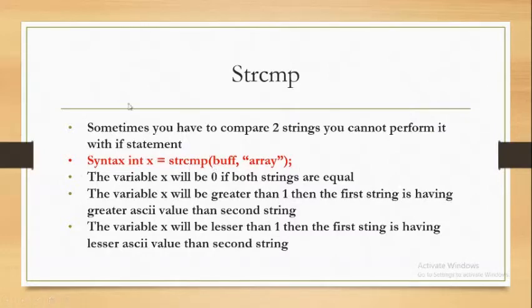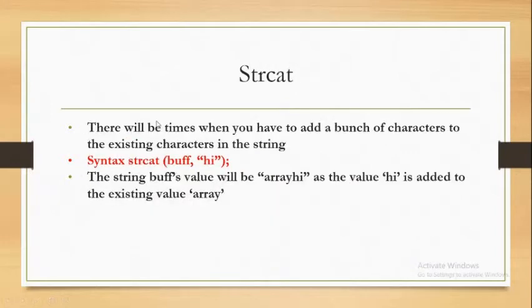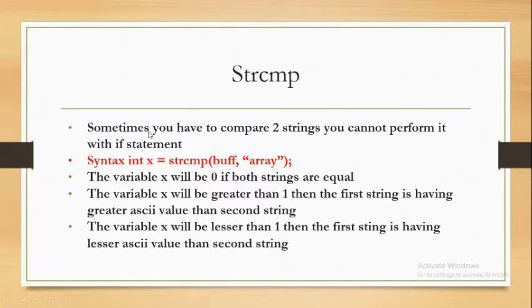The strcmp returns a value, and that value will be stored in x. You will learn more about how functions return values in the next video, where we will cover functions and how to create your own functions. But for now, understand that strcmp returns a value, and that value will be stored in variable x. And if the returned value is 0, then that means both strings are equal.